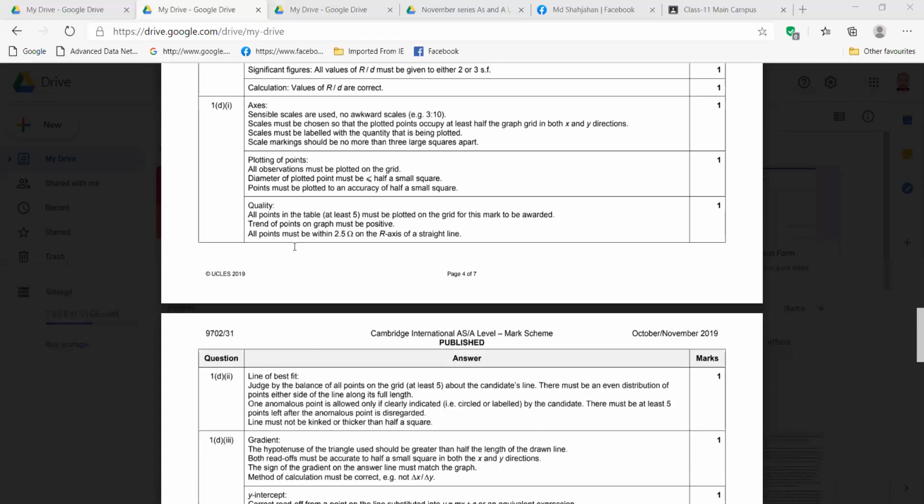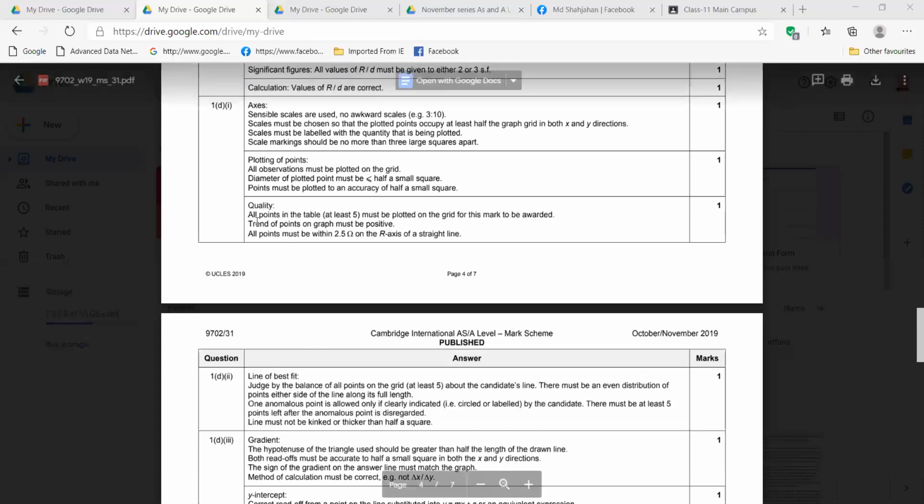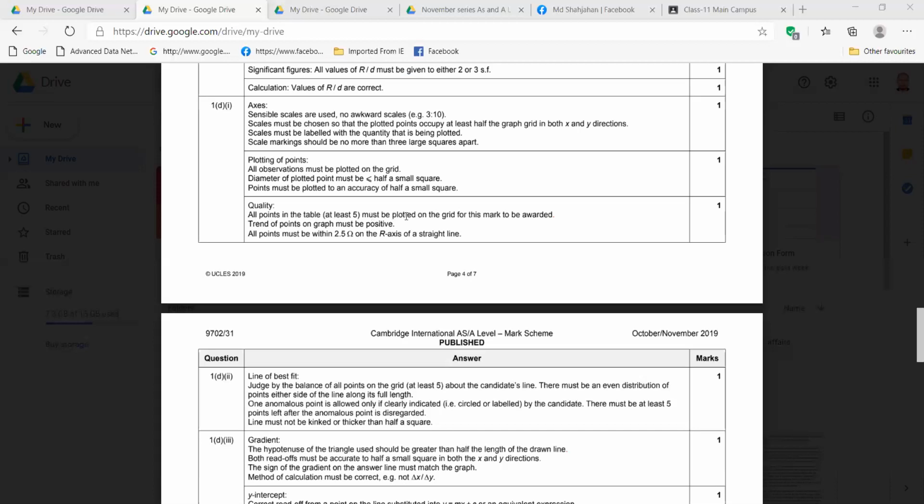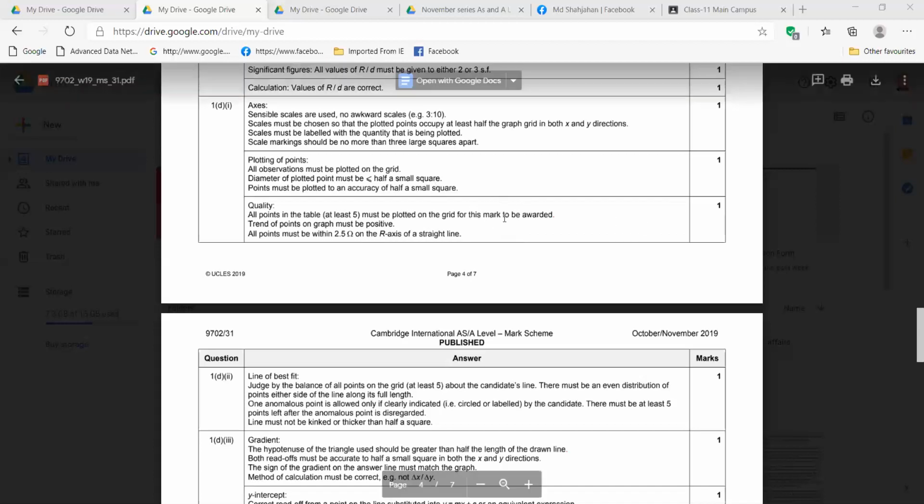Then the other points, you understand it. All points in the table, at least 5, must be plotted on the grid for this mark to be awarded. That means you should show at least 5 plottings out of 6. If you don't show at least 5, then you will lose this mark. At least 5 you have to show.